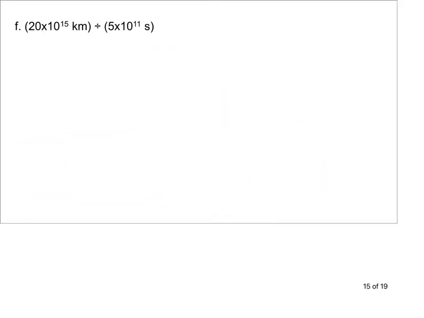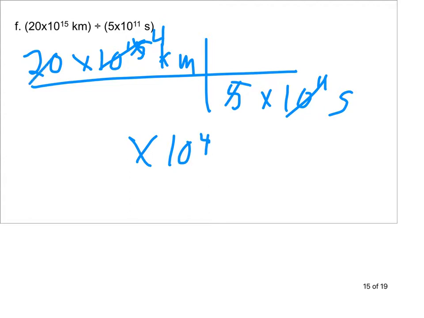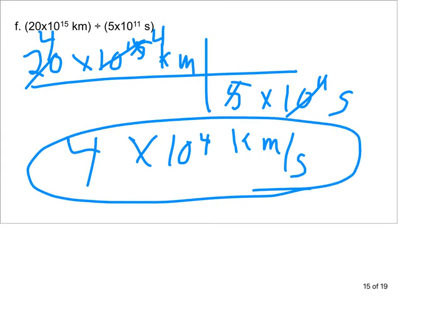And one more division. 20 times 10 to the 15th kilometers divided by 5 times 10 to the 11th seconds. Okay, 11 and 15 becomes a 4, 10 to the 4th. So we got something times 10 to the 4th. 5 goes into 20 4 times. 4 times 10 to the 4th. Looks like we only get to keep one sig fig. Kilometers per second. And throughout the course of the year, we do a lot of work in scientific notation.